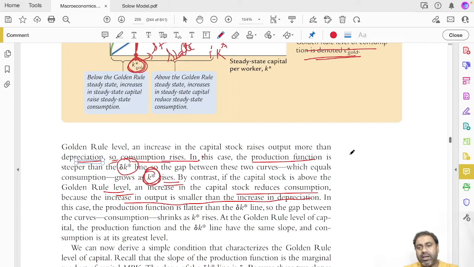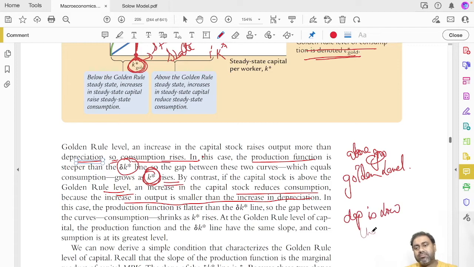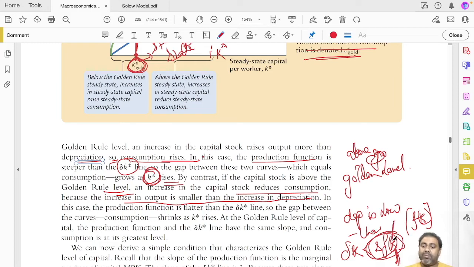What does this say? That above the golden level, depreciation is higher than the change in capital. That means this value delta k is greater than s f k, but the change that is being introduced in this is less than what can happen in terms of f k. That's why the increase in capital stock is taking place, but the increase or change in capital stock is not equivalent to the change in output. Therefore, even though your output is increasing, the change in consumption is not increasing.